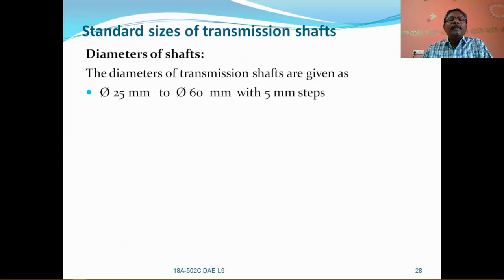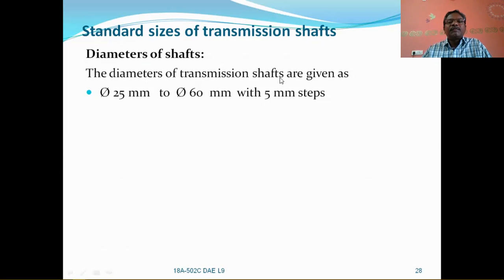And then manufacturing: generally the shafts are manufactured by either cold rolling or hot rolling, but in special cases they use the forging technique. So now the standard sizes of transmission shafts. The size mainly depends on the shaft diameter. So let us see the diameter of the shafts.